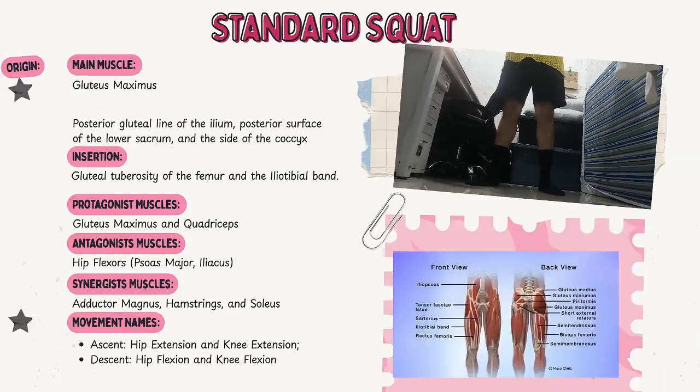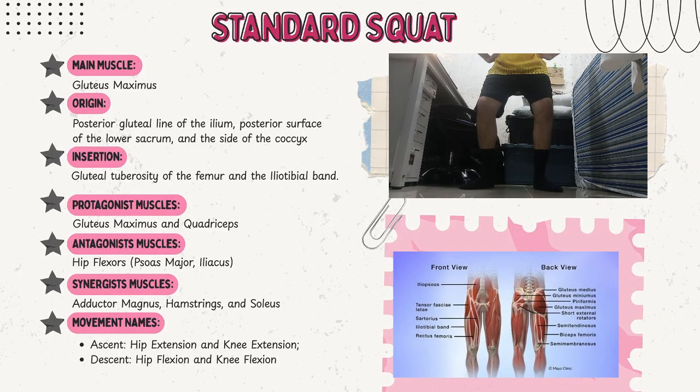Now we will proceed to discuss the standard squat. We begin by standing with our feet at about shoulder width apart, the toes slightly pointed out, and with our chest up and core braced. We can either place our arms straight out forward or beside our hips.